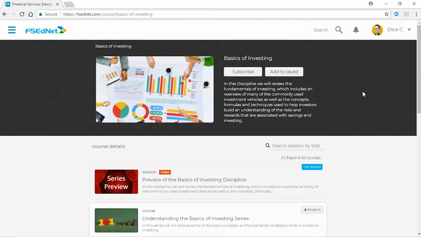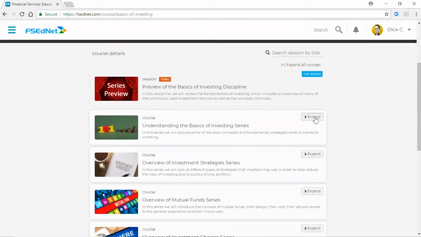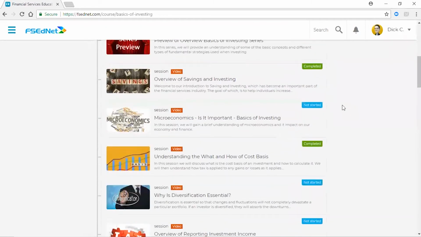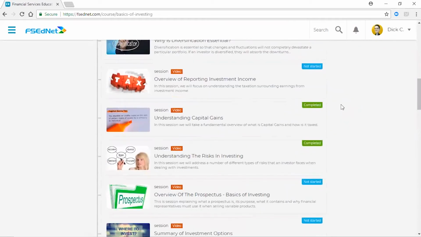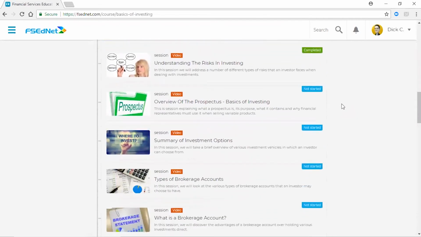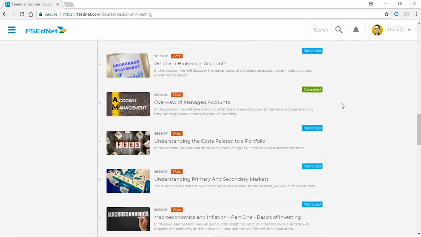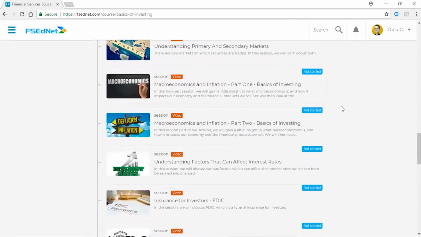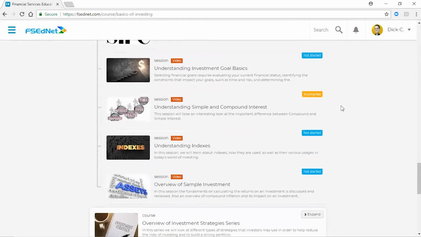This discipline has over 100 different sessions. Our first course is on understanding the basics of investing, and here we feature sessions on topics such as how to set investment goals, understanding cost basis, effects of inflation and taxation on investments, the risk an investor faces, understanding indexes, the importance of diversification, differences between simple and compound interest, factors affecting interest rates, and so many more.